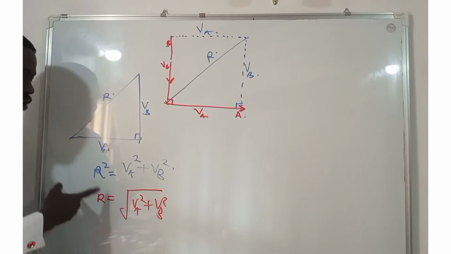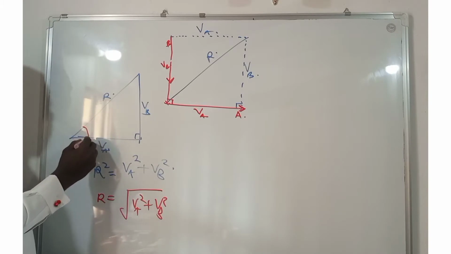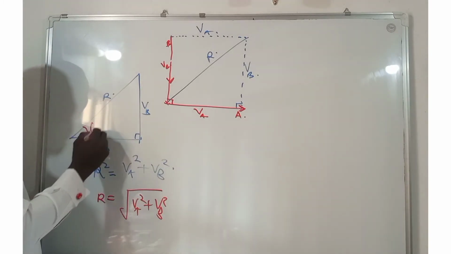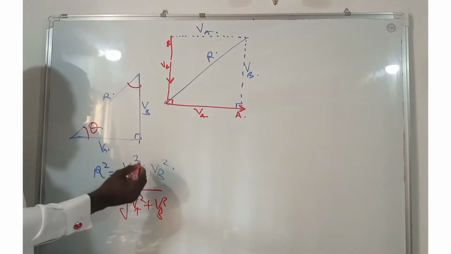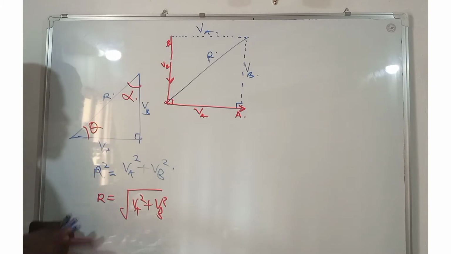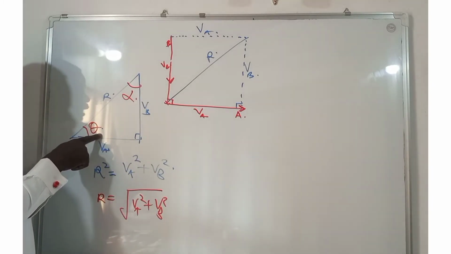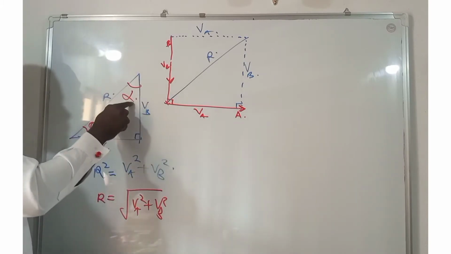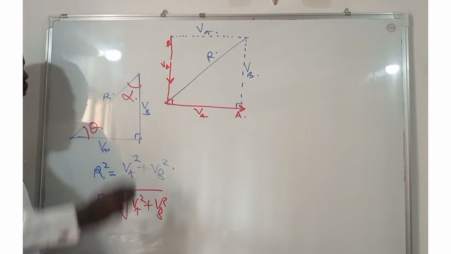To get the direction of the resultant, I will be looking at the angle the resultant makes with VA. Let me say that angle is theta. Or the angle the resultant makes with the vector B. Let's say that angle is alpha. So if one person is calculating this angle as the direction of the resultant, another person may be calculating this angle as the direction of the resultant.